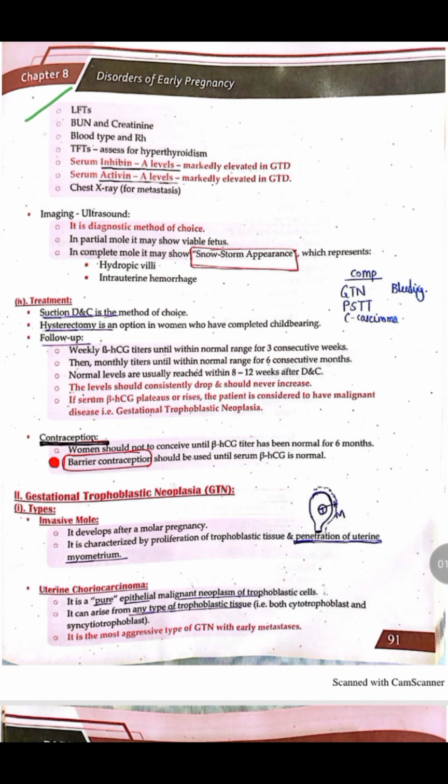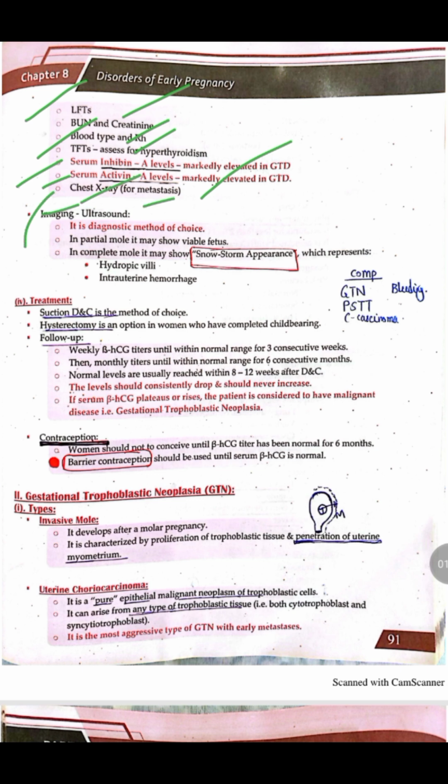Similarly, we also do liver function tests, blood urea nitrogen and creatinine. We also do blood grouping and determine the Rh factor, and if the Rh factor is negative, we give anti-D immunoglobulin. Similarly, we also do thyroid function tests, in which we check the TSH, T3 and T4 levels. We also do serum inhibin A level and serum activin A level. Both are increased in gestational trophoblastic disease. And we also do a chest X-ray in case of invasive disease for metastasis.